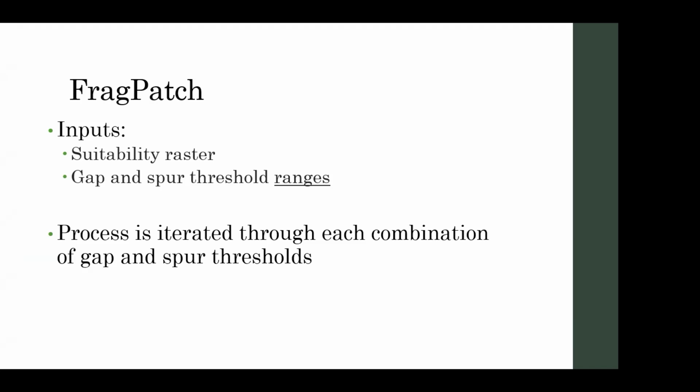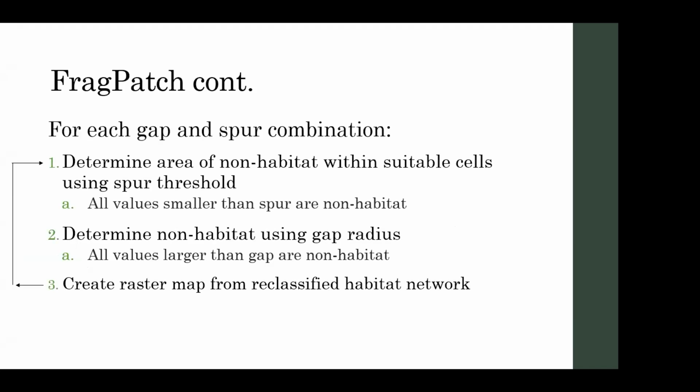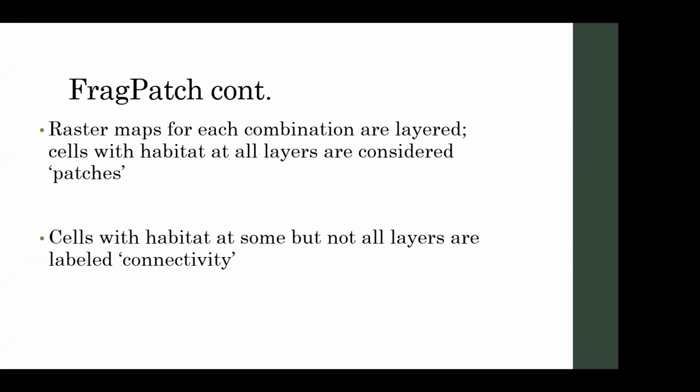So for each gap and spur combination, you determine the area of non-habitat within suitable cells. This is what FragPatch does, I shouldn't say you. It determines the area of non-habitat within suitable cells, first using the spur threshold, and then it repeats that using the gap threshold, and it's able to create a raster map from the reclassified habitat network. So this is incremented for each combination of gap and spur distance through the ranges.